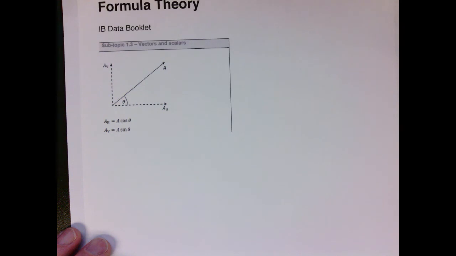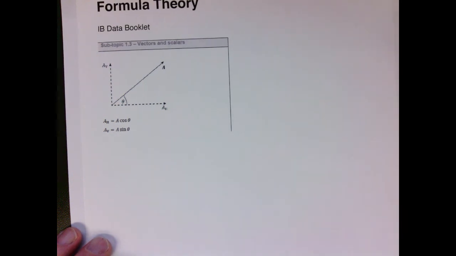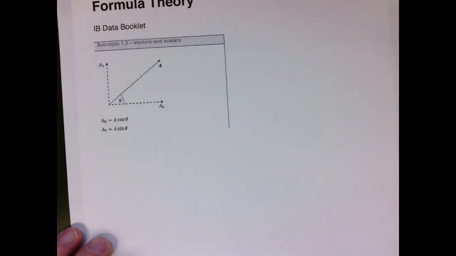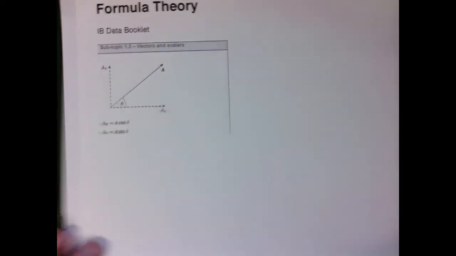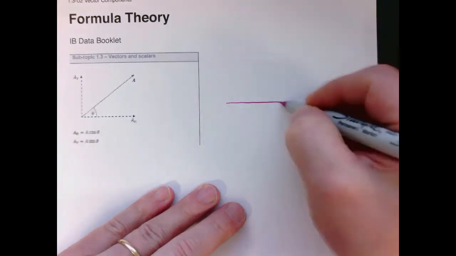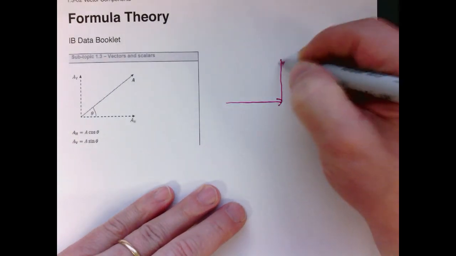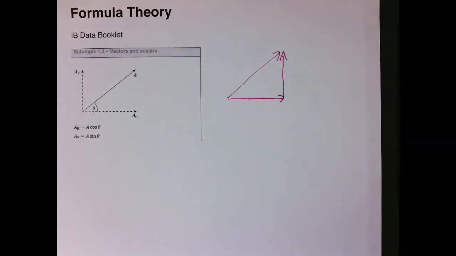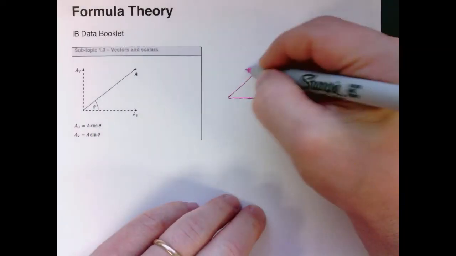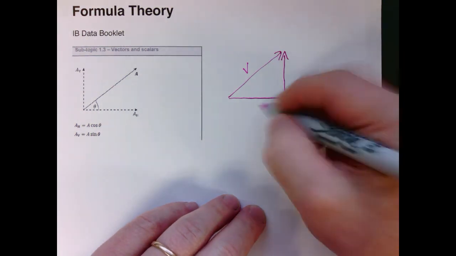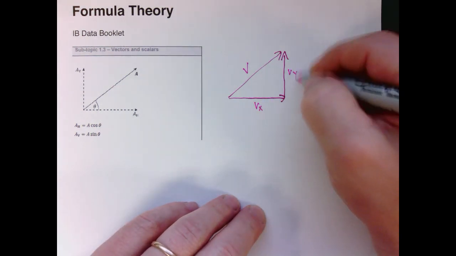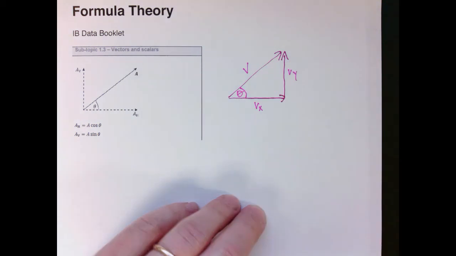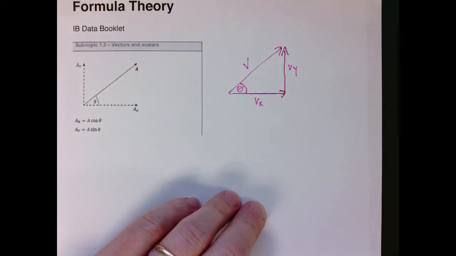The second thing which we want to take note of is how we would draw this to resolve it. So first of all, we would have our vectors like this. This would be our, let's say, velocity, and this would be our Vx, and this would be our Vy, and this would be our theta in this particular problem. So let's set about finding Vx.